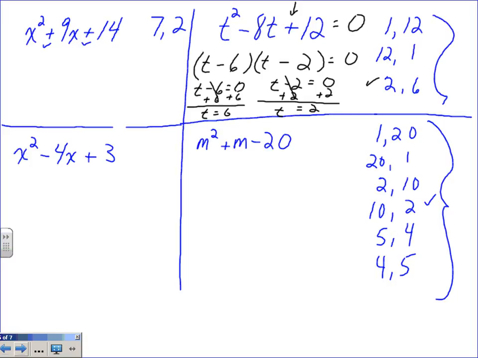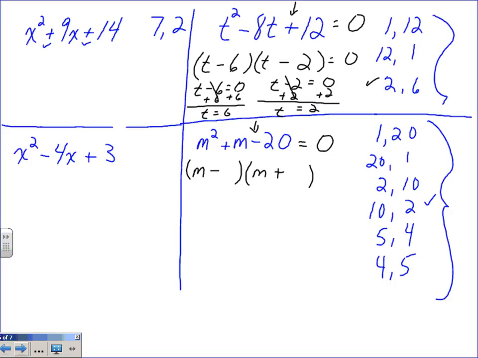Okay? One more. M squared plus m minus 20. Again, what happens when that equals 0? I think we discovered yesterday that 5 and 4 would work. Look at this last term. It's a negative. That means what? The signs are different. Because a negative times a positive will give me a -20.